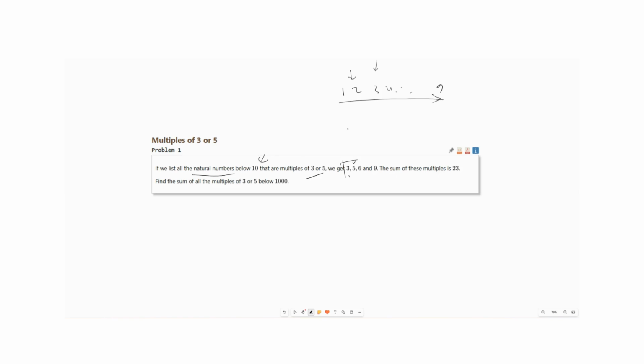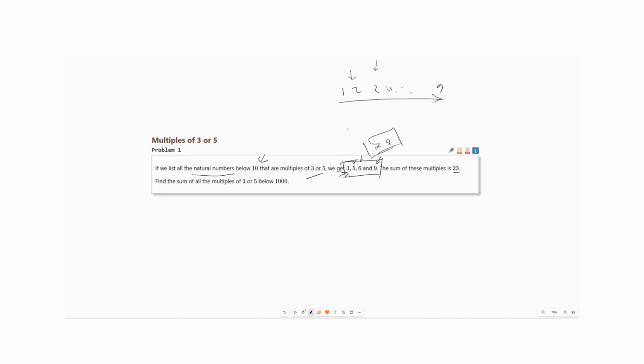6 is divisible by 3, so that's why we are adding it. 7 and 8, check this out, cannot be divided by 3 or 5, so we cannot add them. 9 is divisible by 3, so we took that. So from 1 up to 9, the sum of these four numbers is 23.